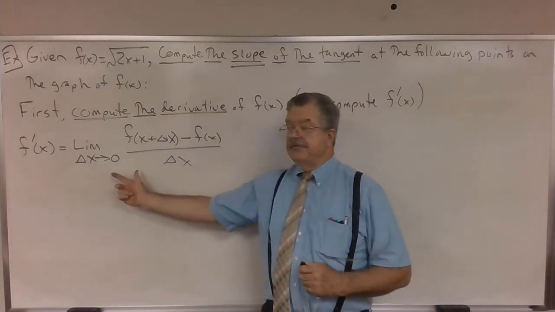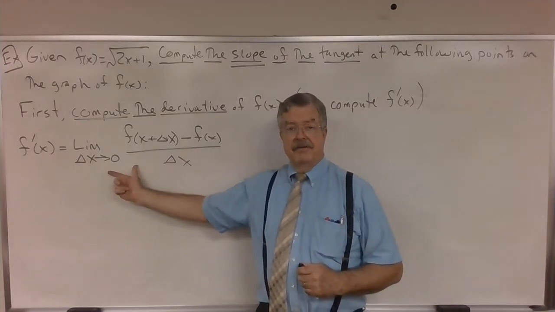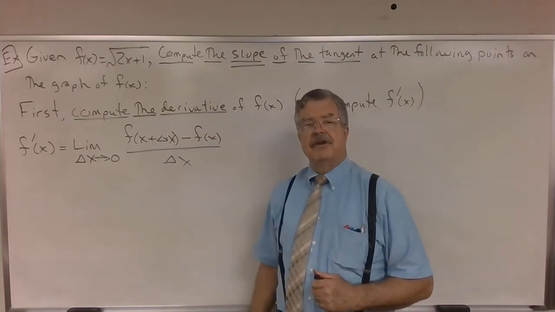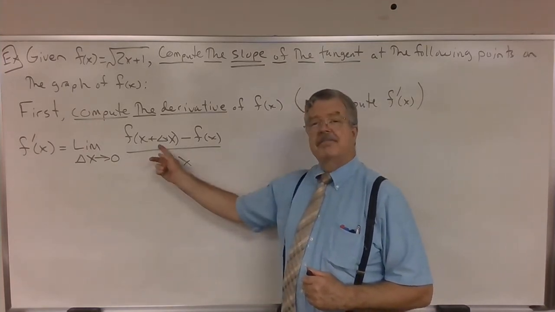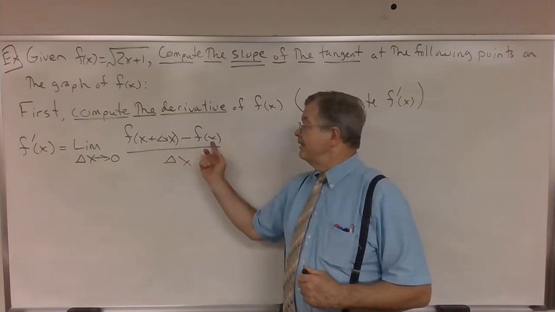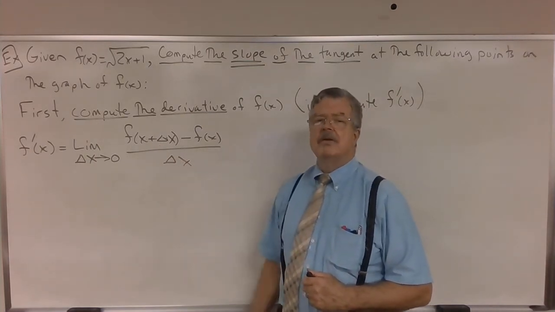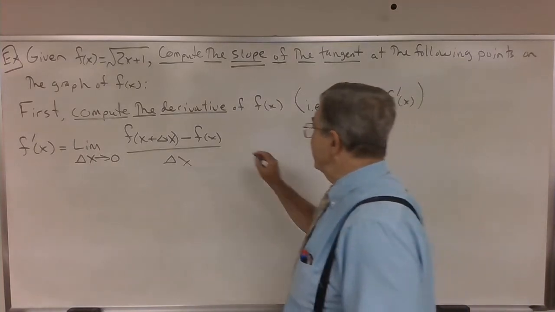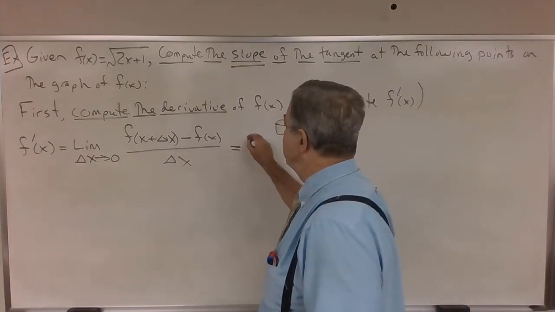We call this the definition of derivative. It's the limit as delta x goes to 0 of f of x plus delta x minus f of x, all over delta x. Okay, on your mark, get set, go.